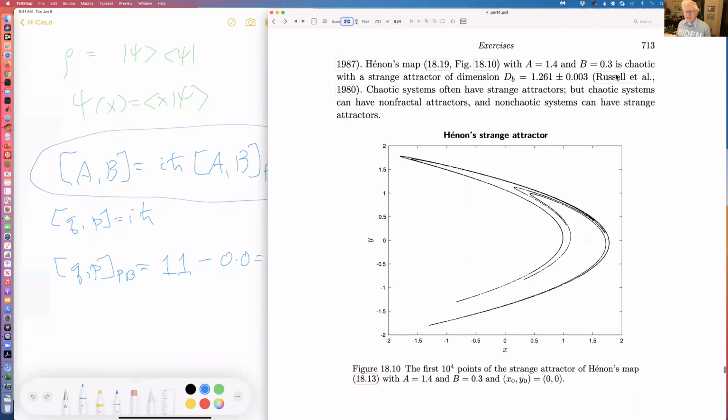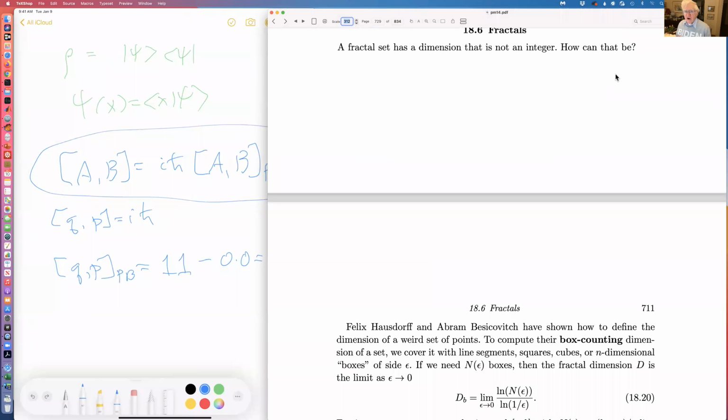So shall I say something about fractals? This is a very simple idea, and the basic idea is that a fractal set has a dimension that's not an integer. And so the question is, how do you define dimension? And what are the plausible ways of defining dimension? If I don't hear any objections, I'll do that right now.